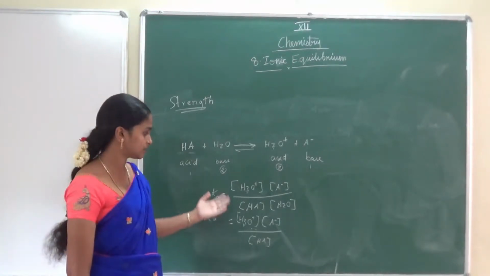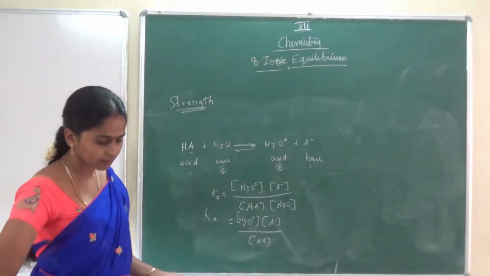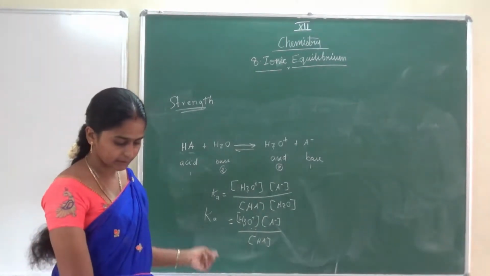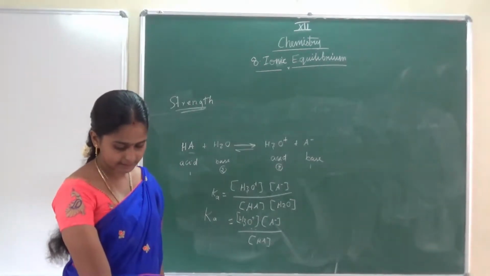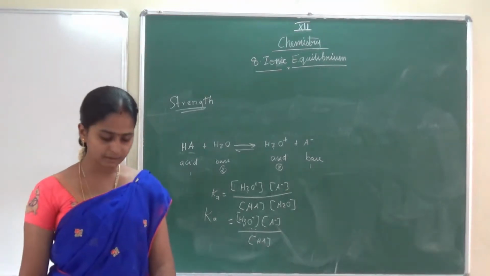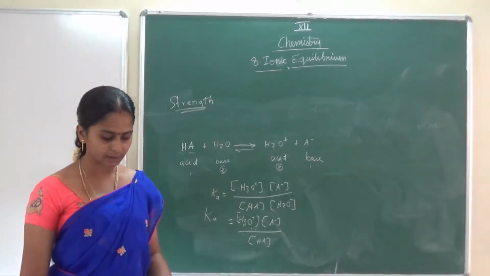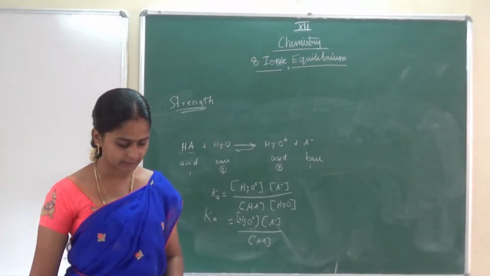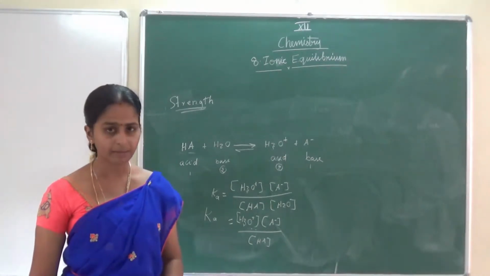Children, just write down this one. Here in your book they have given the Ka value for HCl, acetic acid and formic acid. Ka value for HCl is 2 into 10 power 6, for formic acid 1.8 into 10 power minus 4, and for acetic acid 1.8 into 10 power minus 5.